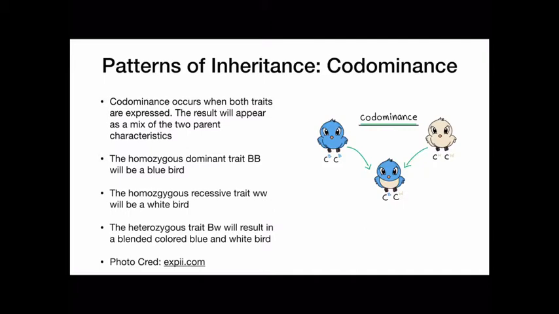So let's look at this picture over here. The homozygous dominant trait, BB, would be a blue bird. This is shown on the left of the word codominance in the image. Next would be the homozygous recessive trait, lowercase w, which would be the white bird. The heterozygous trait, capital B, lowercase w, would result in a blended, colored, blue and white bird. That is in the middle where the two arrows are pointing.